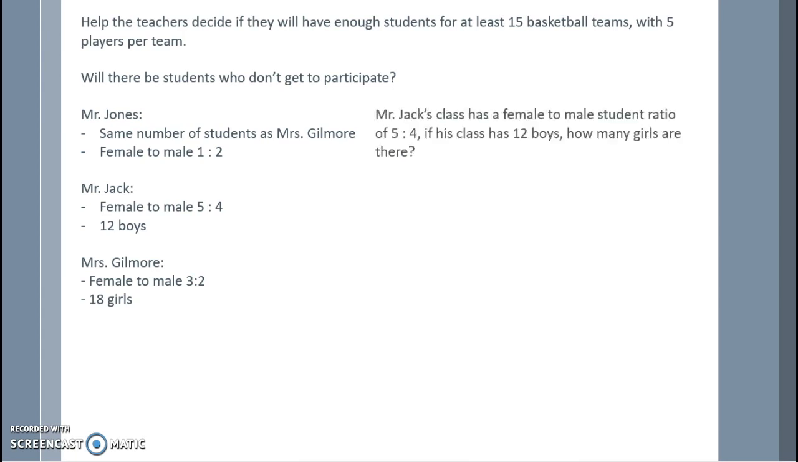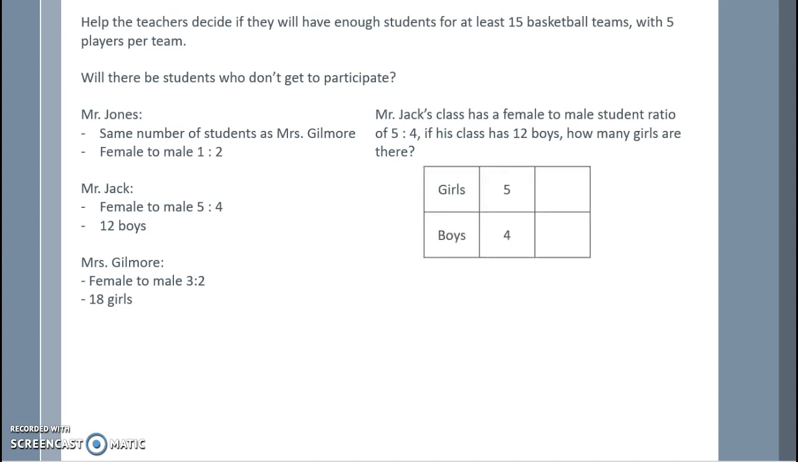Let's start with Mr. Jack's class. He has a female to male student ratio of 5 to 4 in his class. He has also 12 boys. Well, how can we then determine how many girls there are? Let's build a table. We know that there are 5 girls for every 4 boys. If we have 12 boys then, how many girls are there?